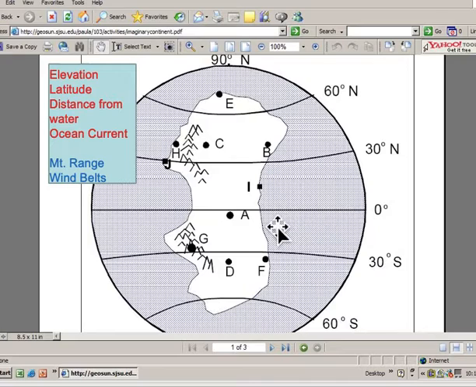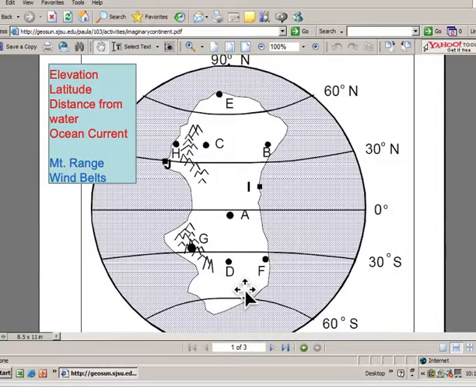at 0 degrees latitude, I'm at a rising air wind belt, so that will make a wet city. Remember, wind belts affect precipitation. And D is closer to the 30-degree latitude wind belt, which would be a sinking air, and so this would be dry. So what can I say about A and D? A will be hot and wet. D will be cooler and drier.